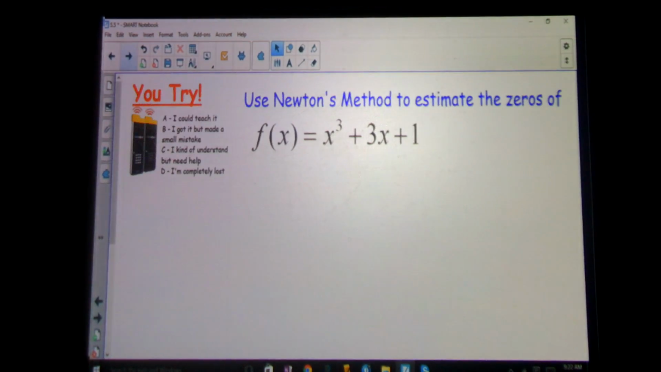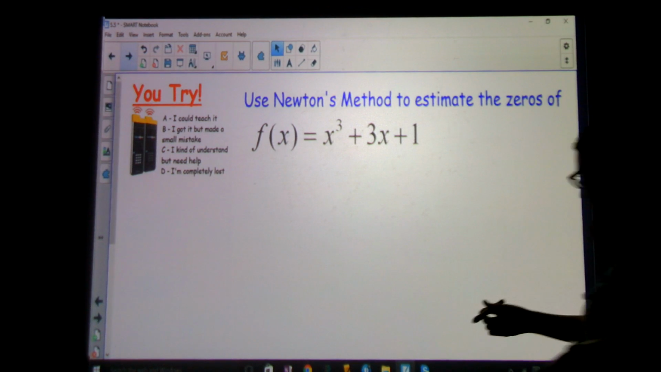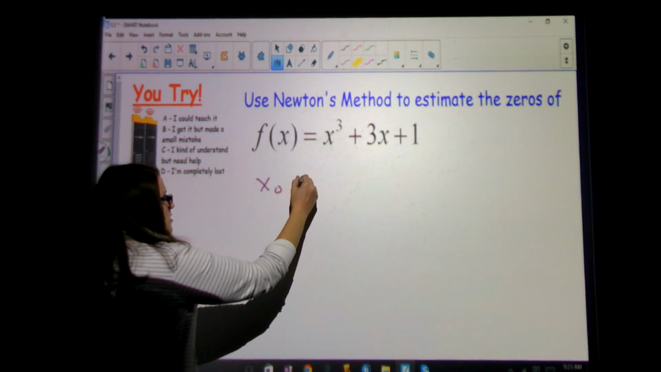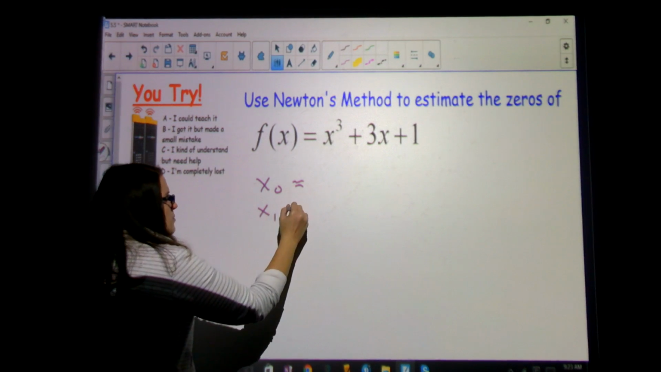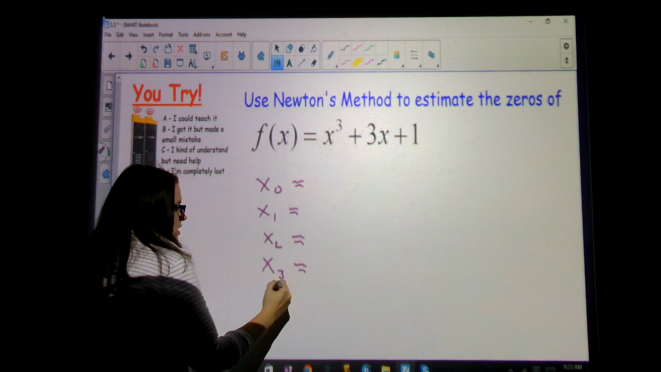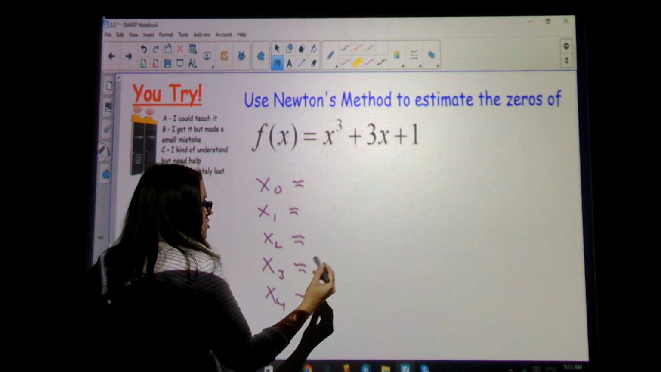So let's try another one. Well, I'll let you try your program on the U-Try. So try your program. Make sure you write down all of your guesses. So what I need to see for your homework is X0 is approximately, X1 is approximately, X2 is approximately, X3 is approximately, X4, however many you need until it doesn't change.